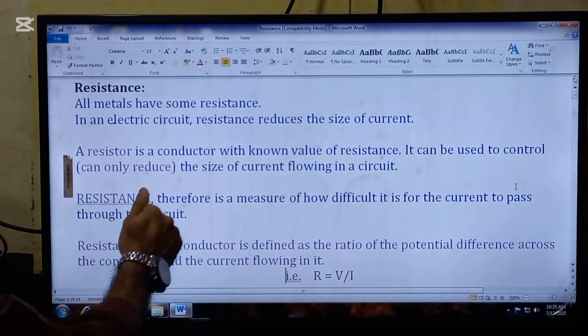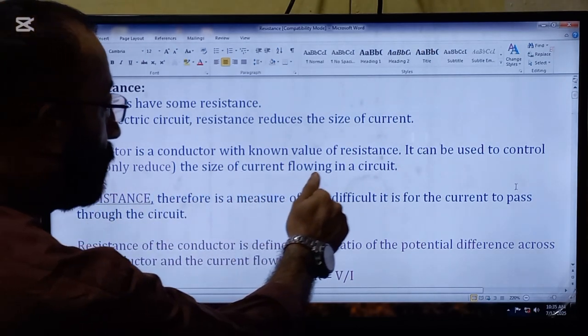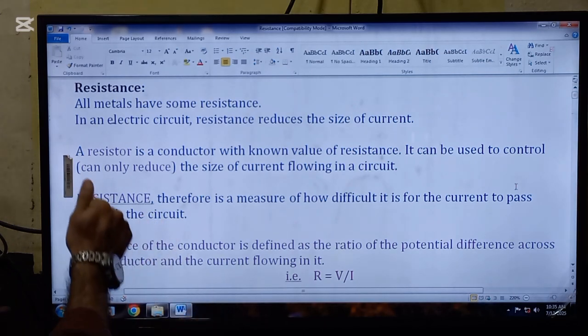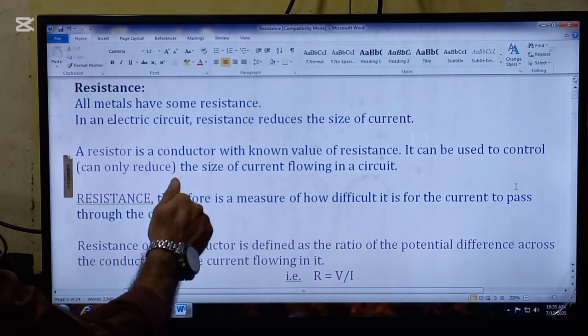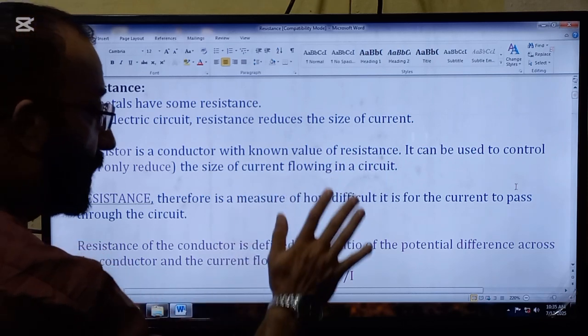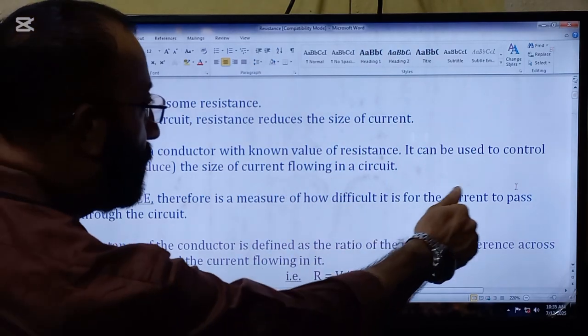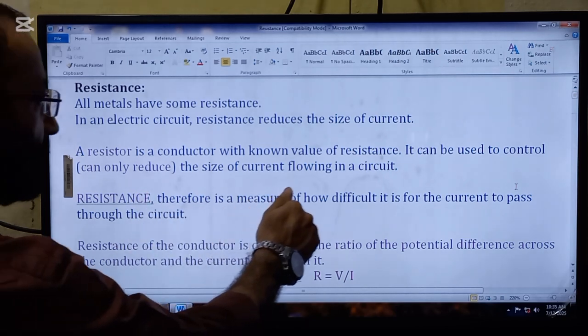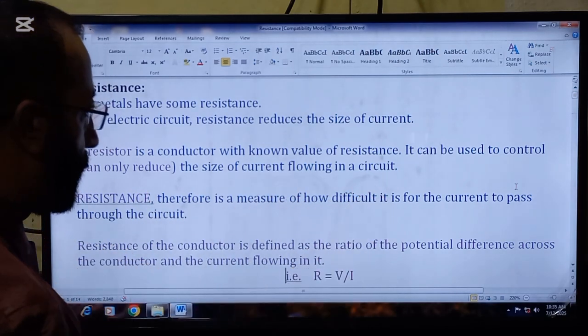A resistor is a conductor with known value of the resistance. So, this is another point to remember. A resistor is a conductor with known value of the resistance. It can only reduce the size of the current flowing in a circuit.